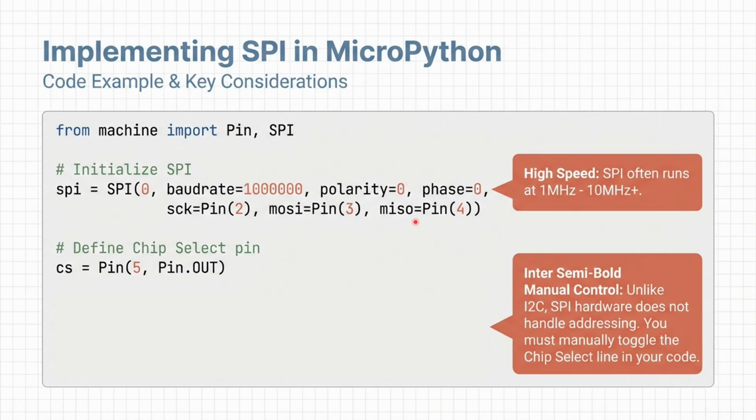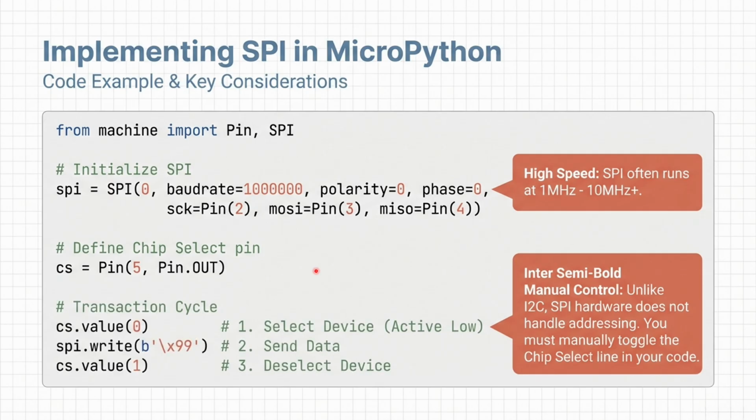But there is the most important part of SPI coding, which is the manual control. In I2C, the hardware was like an automated receptionist who calls out names for you. While in SPI, you are the receptionist. You have to manually flip the switch for the specific device you want to talk to. Look at the transaction cycle in the code.